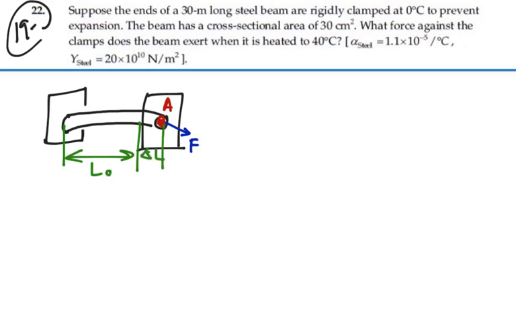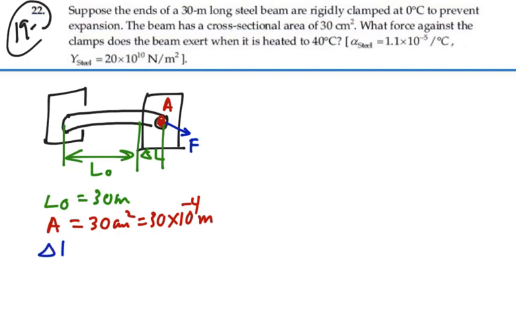What's given in the problem is our original length of 30 meters. We're also given the cross-sectional area of the beam, which is 30 square centimeters. So that would be 30 times 10 to the minus 4 square meters. And we're given our change in temperature, which is going to be 40 degrees minus 0 degrees, or 40 degrees Celsius.